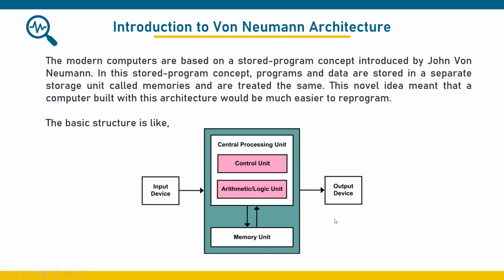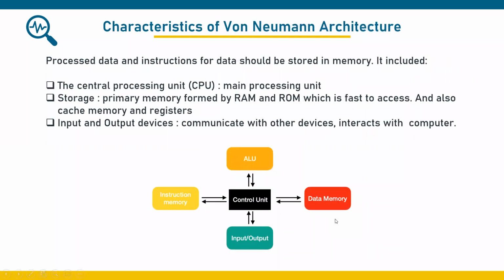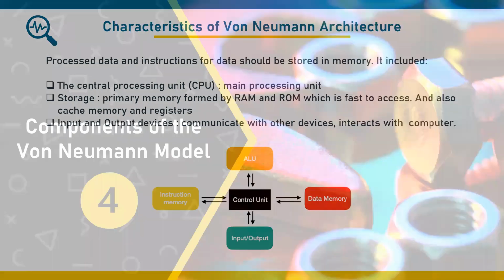After that, I will come to my next topic, the characteristics of von Neumann architecture. Process data and instructions for data should be stored in memory. It includes, first one, the CPU, the central processing unit. Under the central processing unit, there are the ALU, arithmetic and logic unit, and the control unit. Secondly, storage, primary memory formed by RAM and ROM, which is fast to access, and also cache memory and registers. Third one is input and output devices.